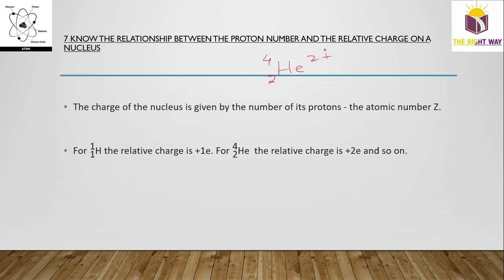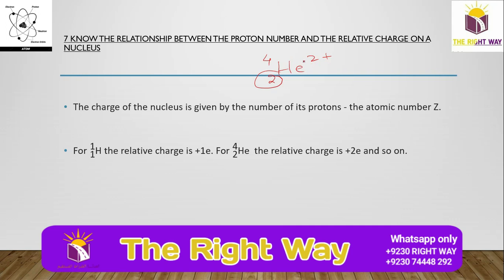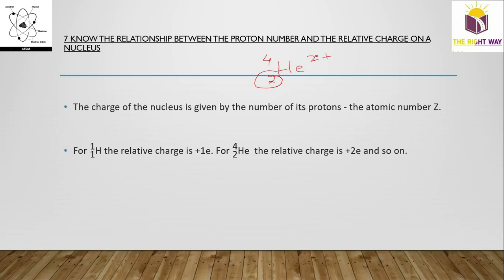How can we say that it has a charge of plus 2? Discussing only the nucleus, there is no electron on it, because it has two protons. So the relative mass of helium nuclei is plus 2. Sorry, not mass, relative charge. Because it has two protons, its relative charge is plus 2, because a neutron has zero charge. So the charge of the helium nucleus is represented by plus 2 because it has two protons.